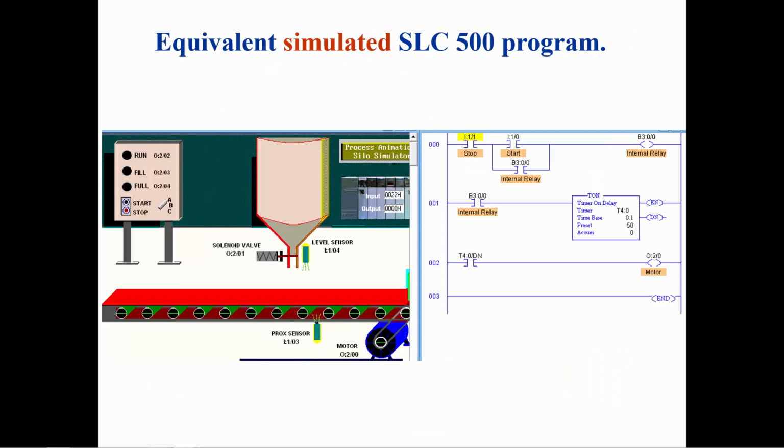In this simulated SLC 500 program, pushing the start button latches in the internal relay, which starts the timer on delay instruction. After 50 tenths of a second increments, the accumulated value equals the preset and the DN bit is set to a 1. The examine if closed instruction on rung 2 is addressed to the done bit T4:0/DN, which starts the motor.